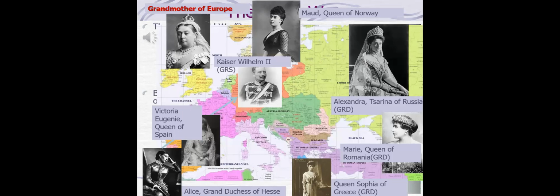And 39 separate royal houses in Europe were tied to Victoria's heirs directly. What you see on this map are some of the most significant of those royal houses: Romania, Greece, Spain, Norway, Russia, and of course the Kaiser Wilhelm II of Germany.